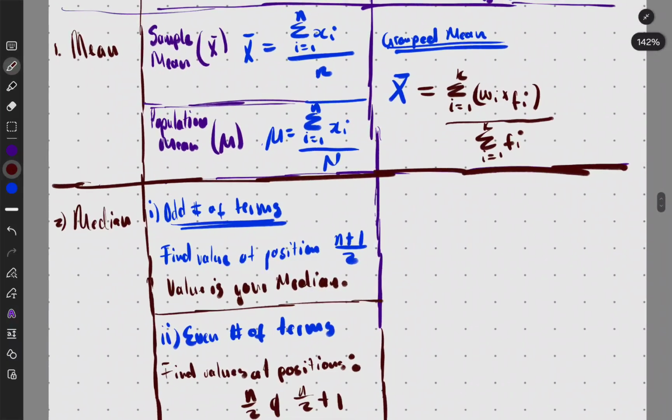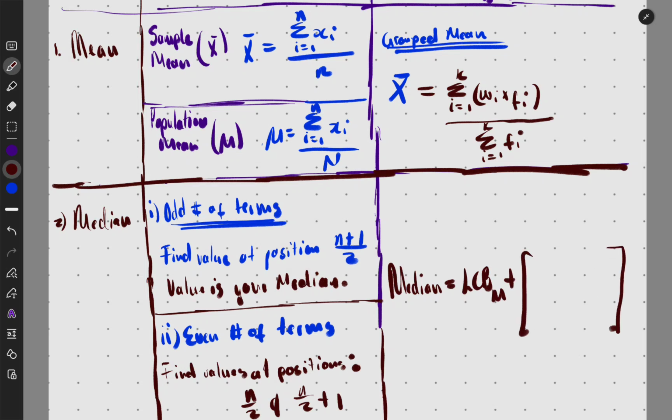What is the median for grouped data? There is a formula for grouped data. It's going to be the lower class boundary of the median class plus that big fraction, which we then multiply by the class width outside. And inside that big fraction, for the median, it will be n over 2 minus the cumulative frequency of m minus 1, divided by the frequency of m.